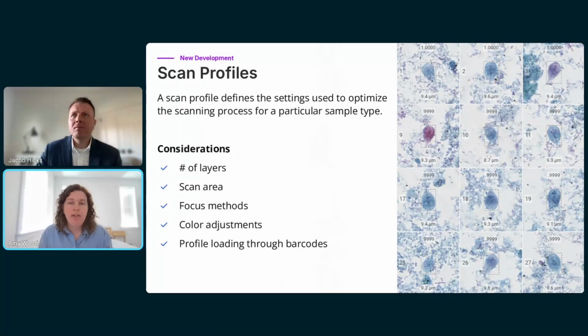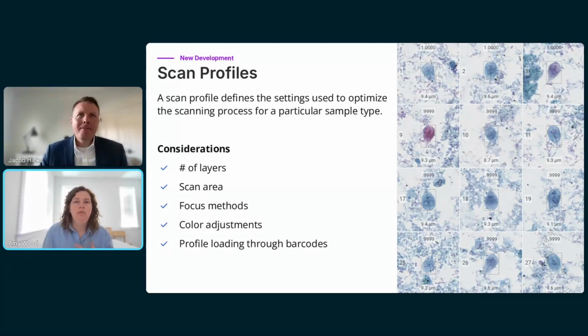Next is the focus methods, whether it's a sparse sample where we're using fiducials, or a thicker sample that we can just focus directly onto. Also, different color adjustments. Each scanner has different settings that we can use to adjust the color. And we really work hard to adjust the color settings so that the final image looks how techs are used to having it look.